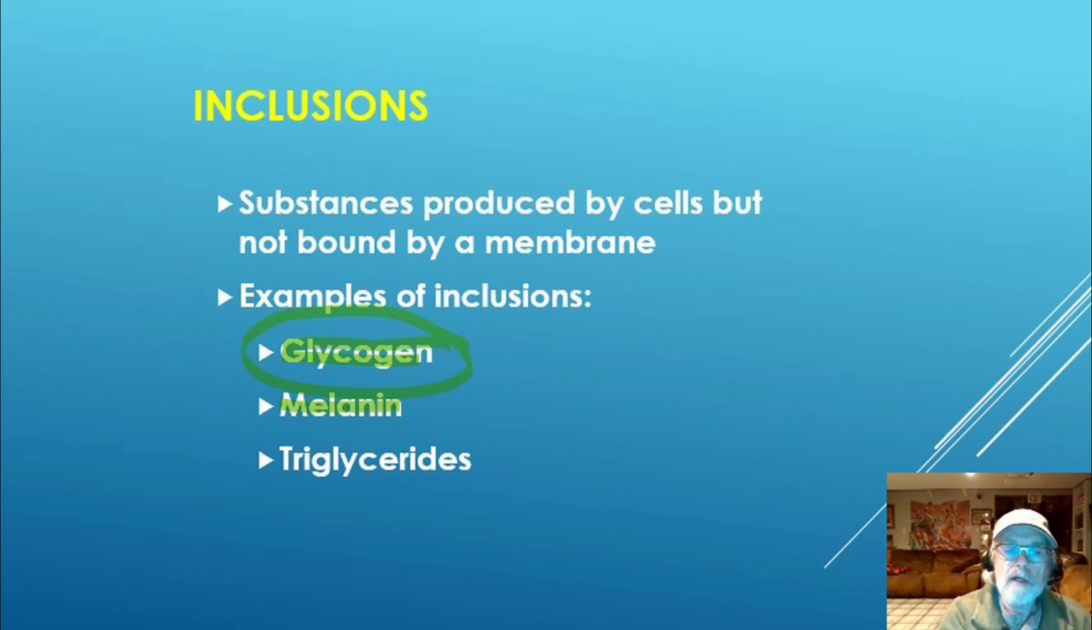Also melanin. Melanin's a pigment. When we look at the pigmentation of the skin, at one of the lower layers of the epidermis, there are these little dark granules. These little dark granules are melanin pigments, which give pigmentation to the skin. Also triglycerides, which could also be used for energy. So basically, these are substances produced by the cells, but they're not bound by a membrane. They're just clumps of them, and they're called inclusions. That's just a couple of examples of what we see with inclusions, and they're all over the place.